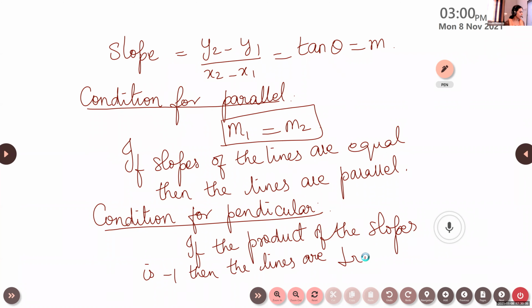If the product of the slopes is -1, then the lines are perpendicular. If the slopes are equal, then the lines are parallel. If the product of the slopes is -1, then the lines are perpendicular.